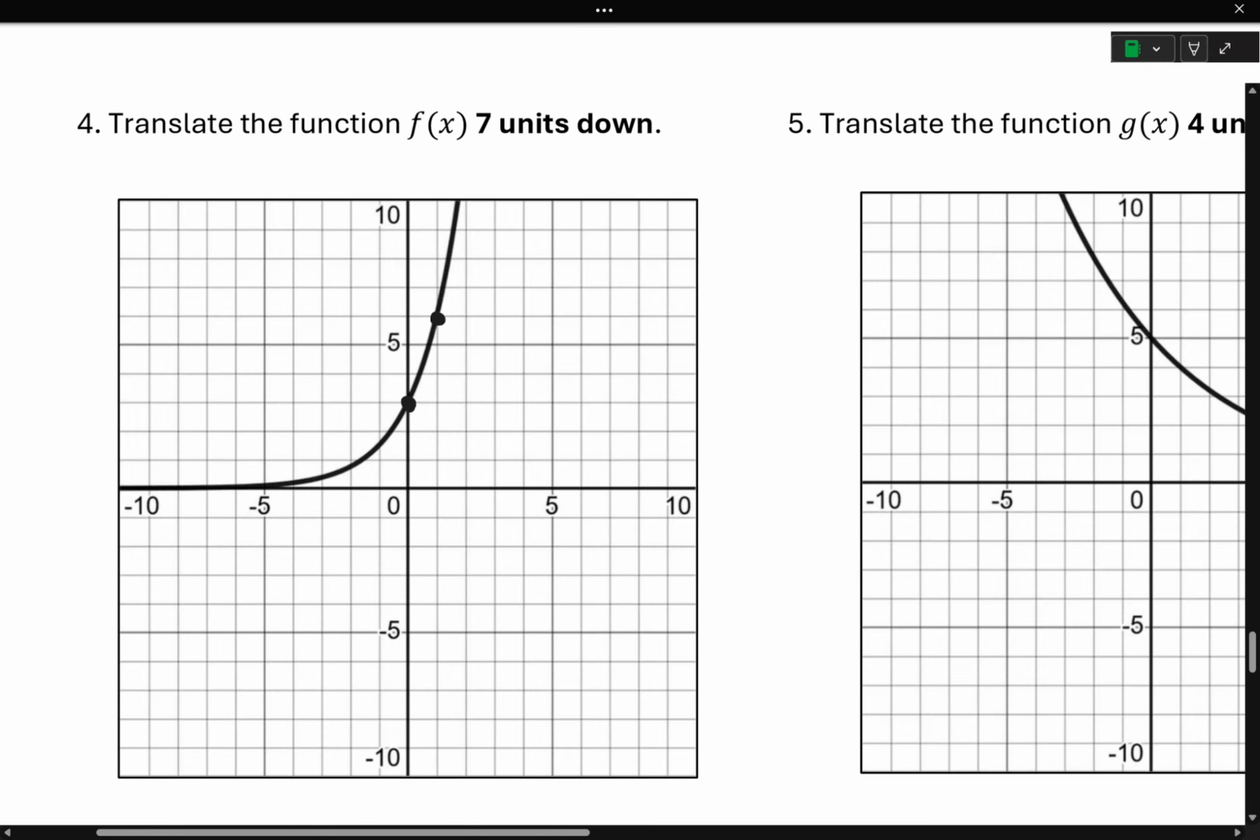First of all, I noticed that my original asymptote is at y equals 0. It's flat. It's like that parent function. So I know that I'm going to have my asymptote at y equals -7. So I'm going to go ahead and draw that now.